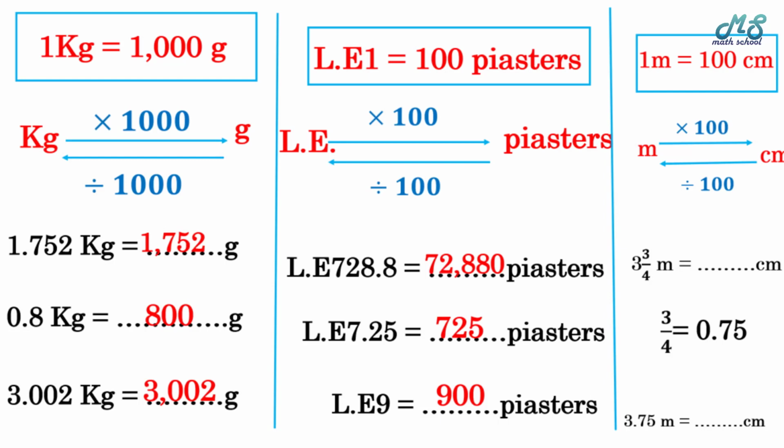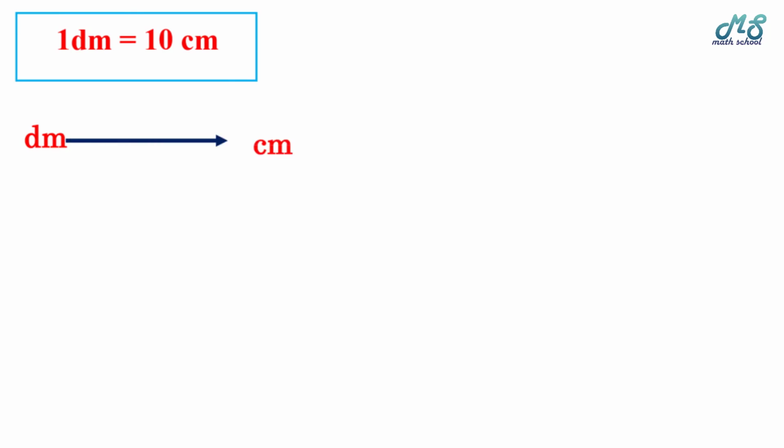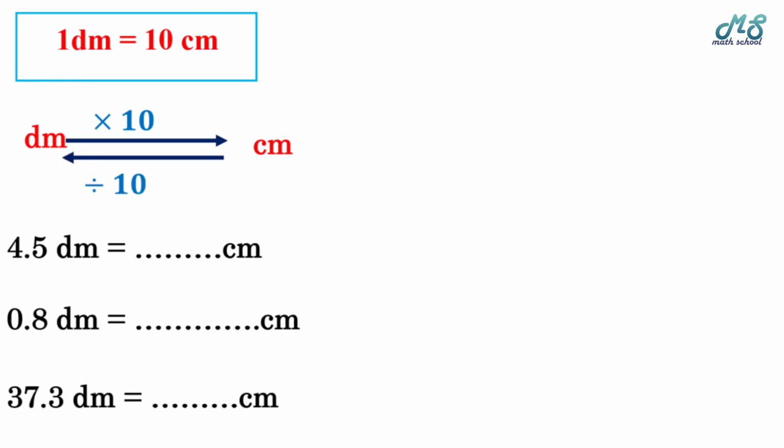Now to convert from meter to centimeter, just multiply by 100. We will move the decimal point 2 decimal places to the right. Now, guys, we will get 375 centimeter. Next, we studied before that 1 decimeter equals 10 centimeter. So to convert from decimeter to centimeter, we will multiply by 10. For example, guys, 4.5 decimeter equals how many centimeter? Just multiply 4.5 by 10. We will get 45 centimeter.